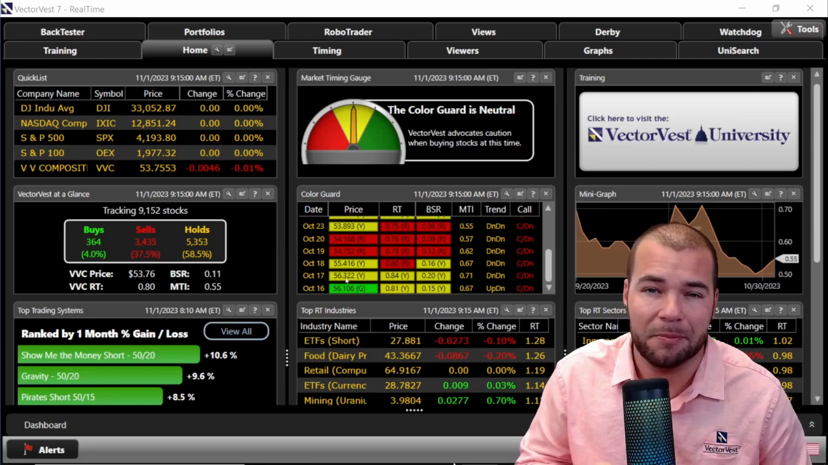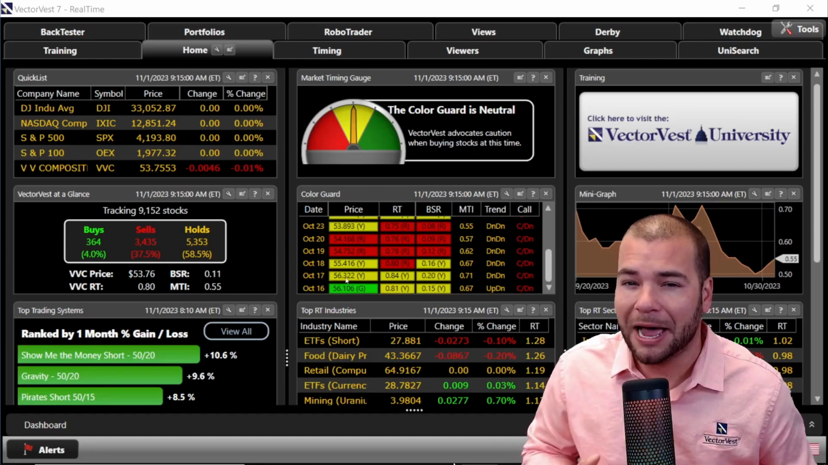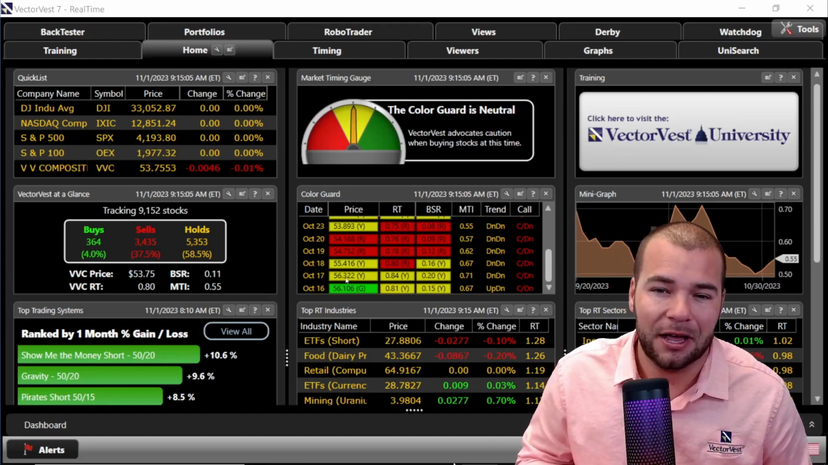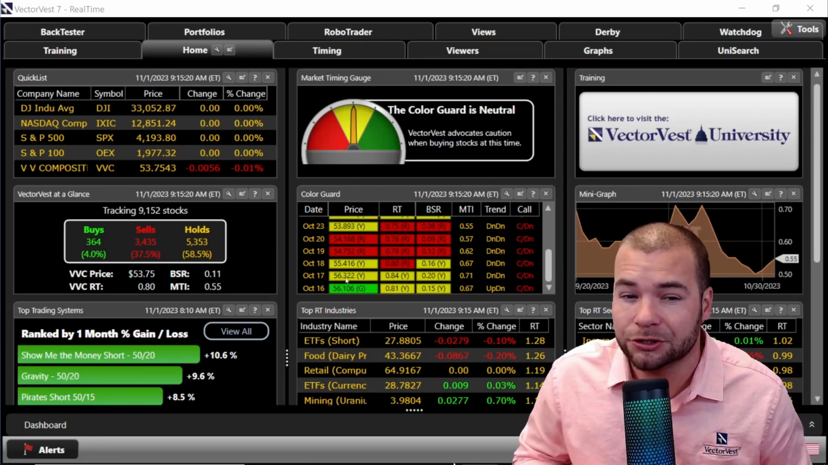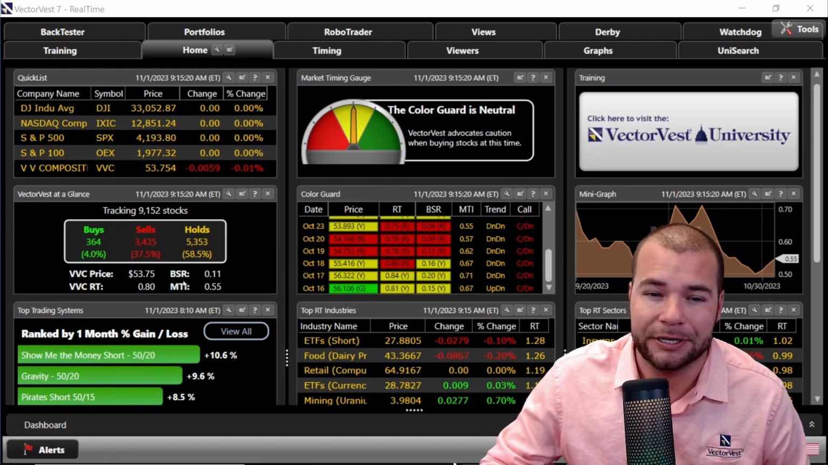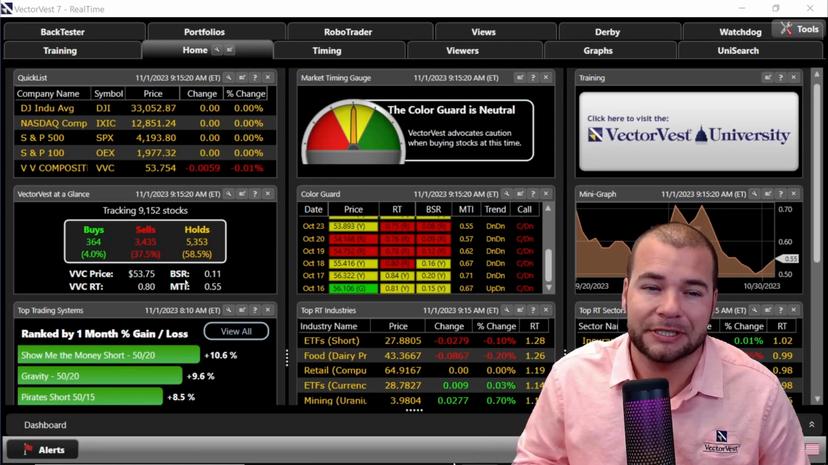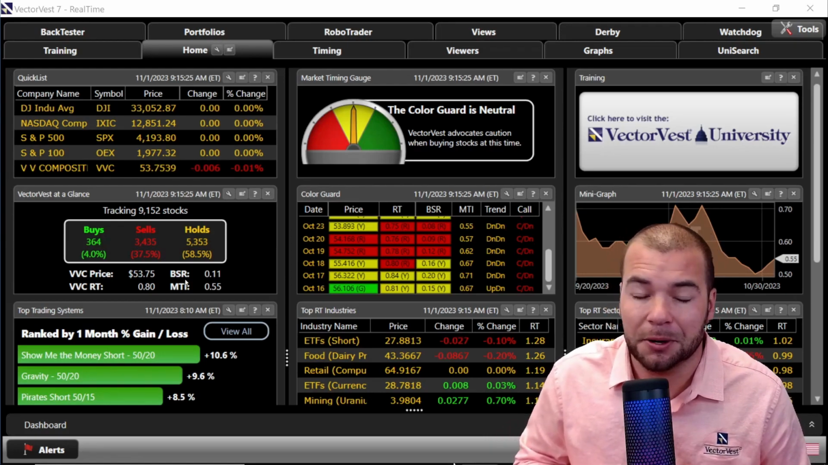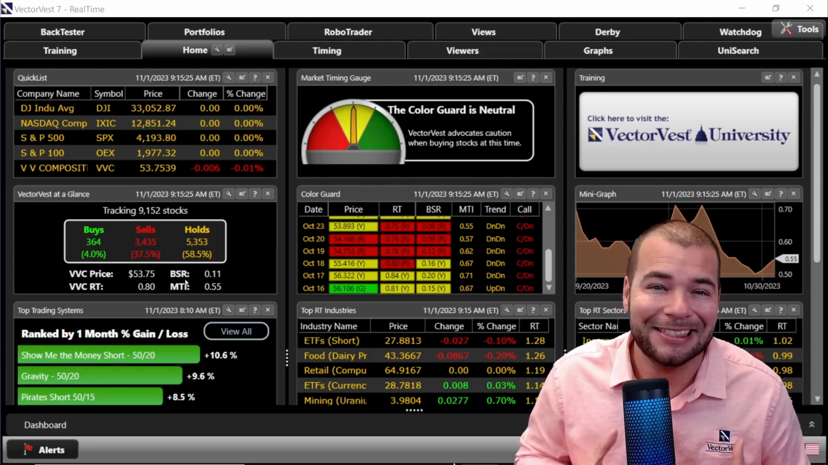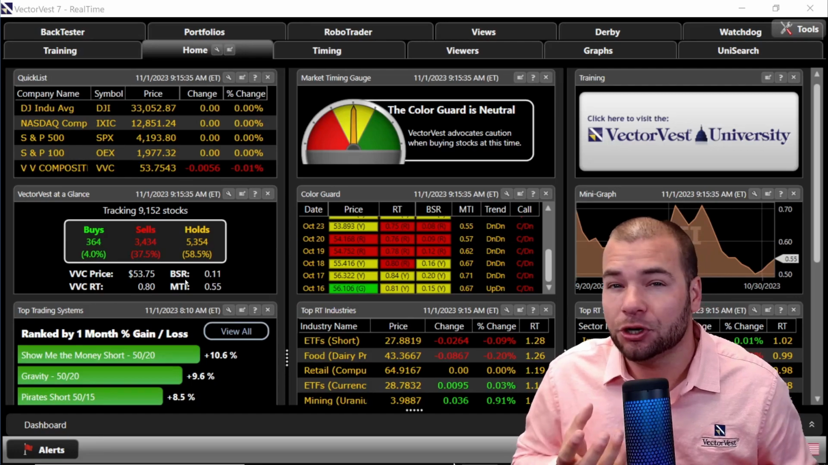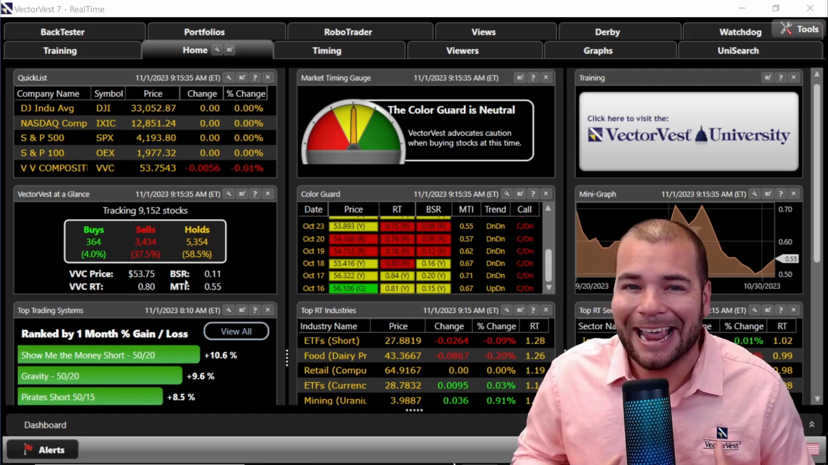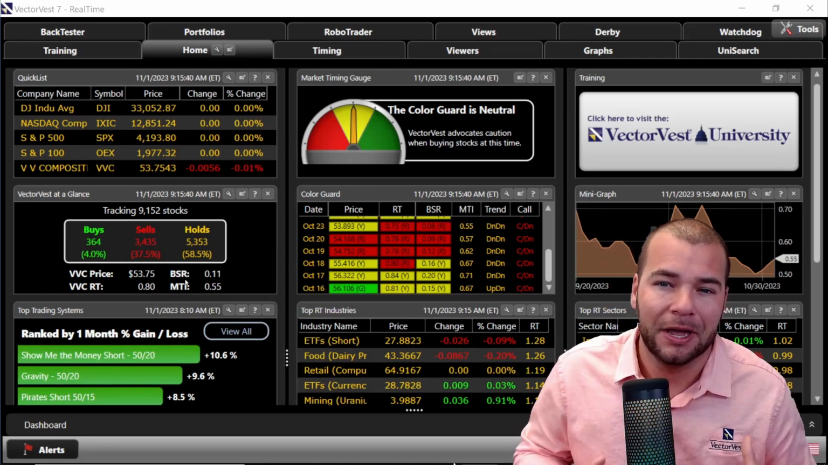Now, in addition to the primary wave being up, looking for a blast off day, and some green lights in the price column of the color guard with follow through occurring, we would look for a large jump in the BSR, or buy-sell ratio. The buy-sell ratio looks at the buy recommended stocks compared to the sell recommended stocks in the database. If we were to get a big jump in that BSR, that would show broad market participation and some conviction behind the move in the market.